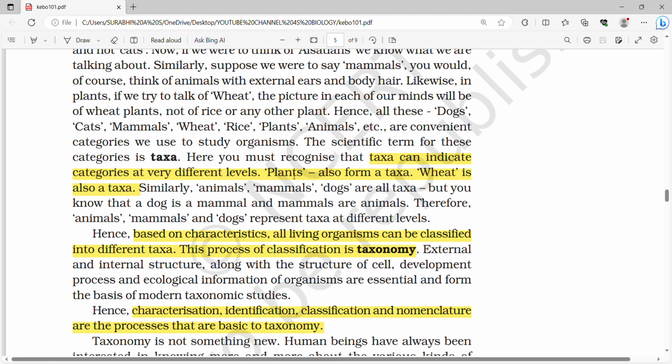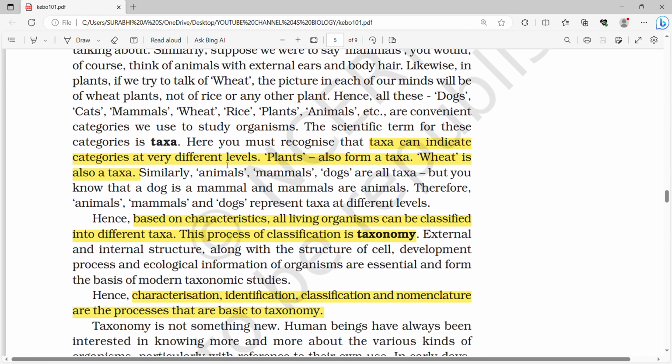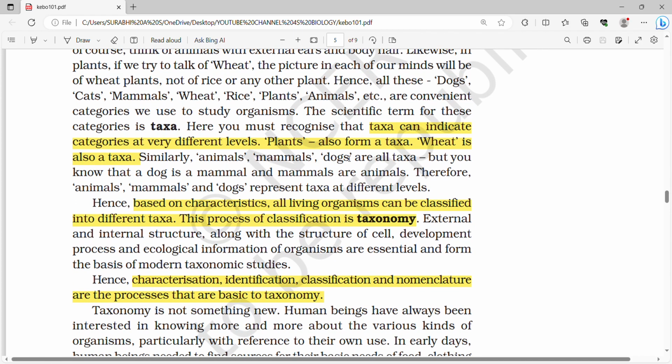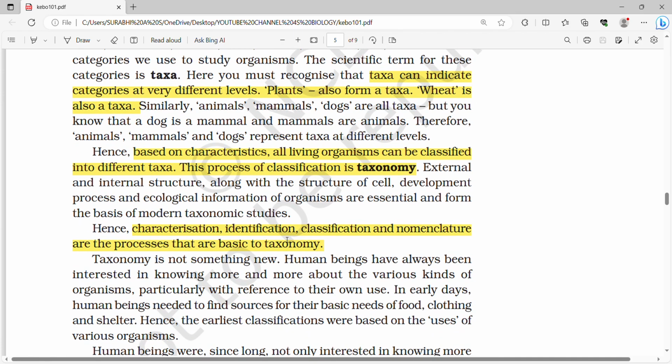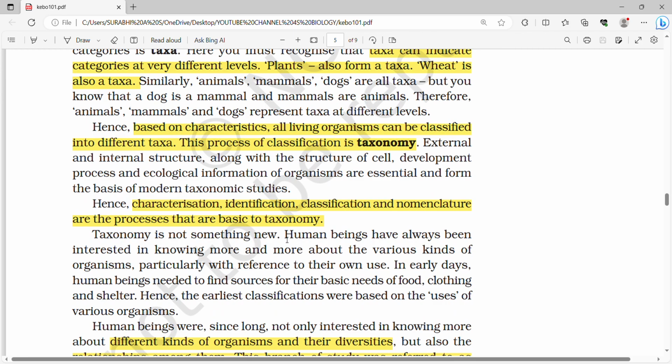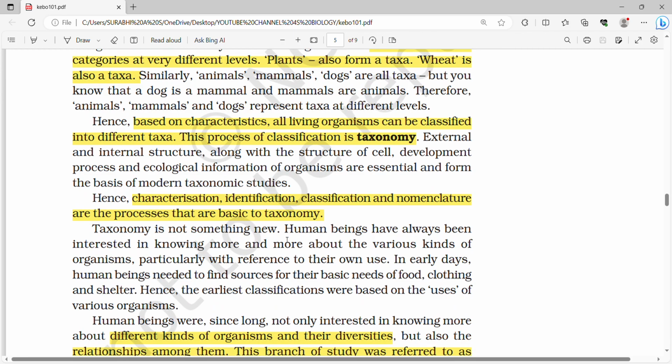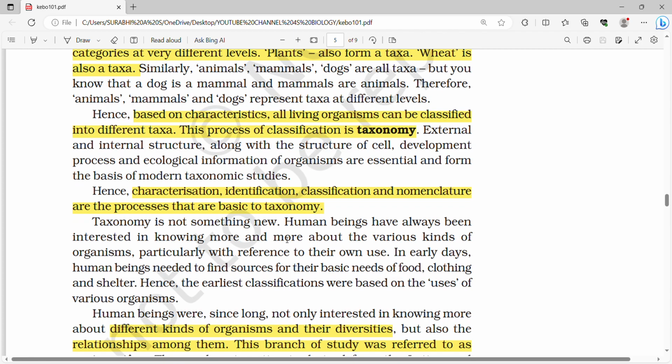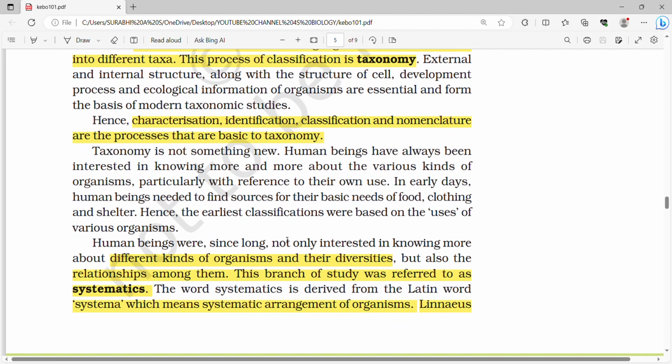So taxa can indicate categories at various levels. For example, plants also form a taxa, wheat is a taxa, animals is a taxa, all these are taxa. Based on the characteristics, all living organisms can be classified into different taxa. This process of classification is called taxonomy. Characterization, identification, classification, and nomenclature are the processes that are basic to taxonomy. So these four you have to remember.